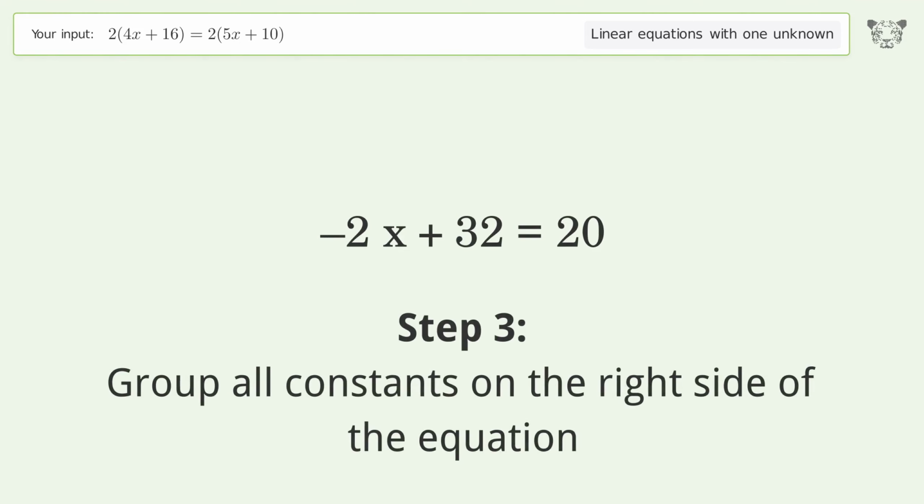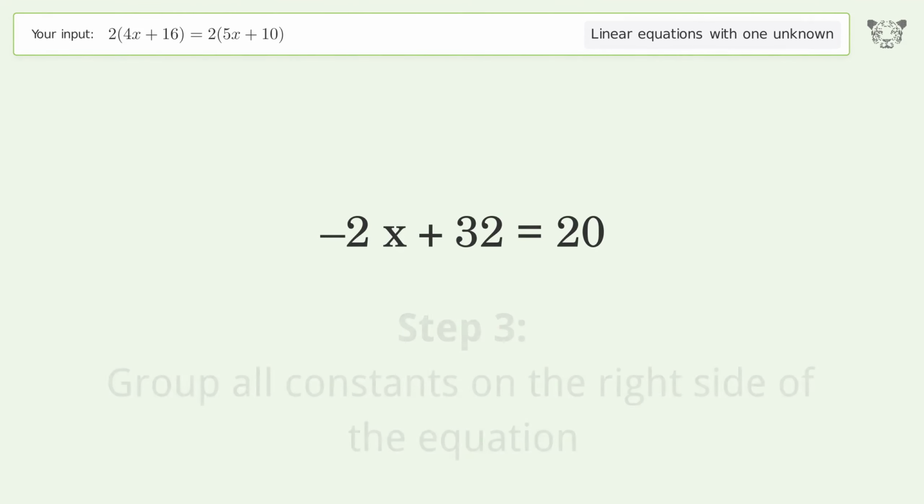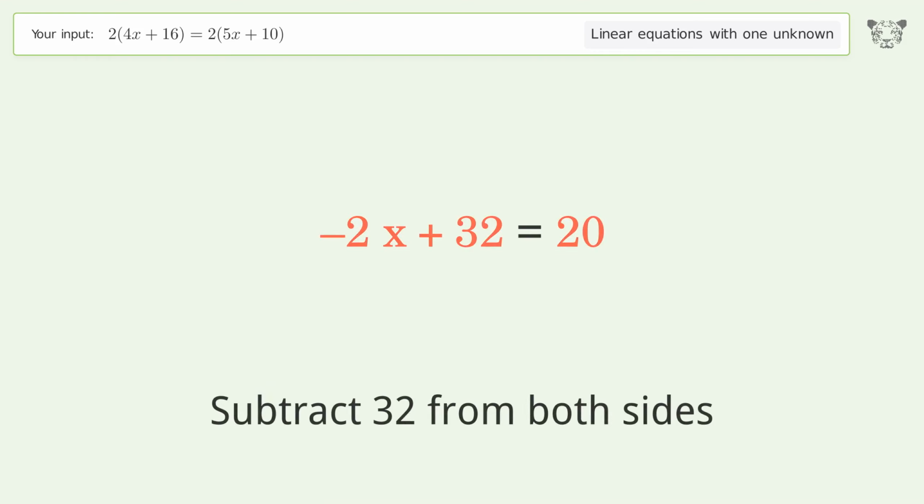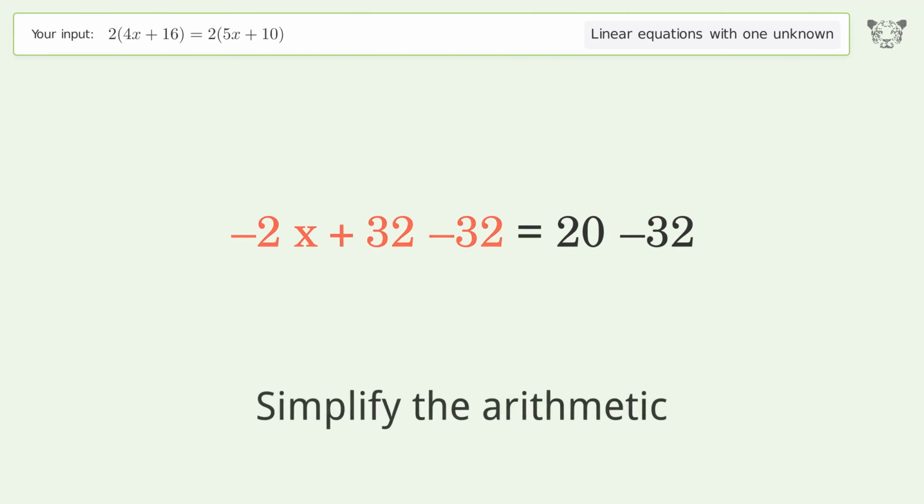Group all constants on the right side of the equation. Subtract 32 from both sides. Simplify the arithmetic.